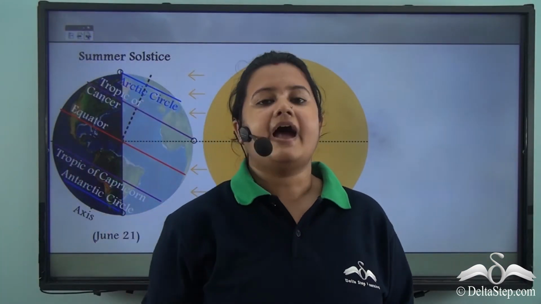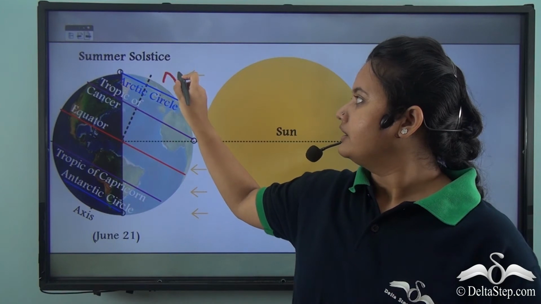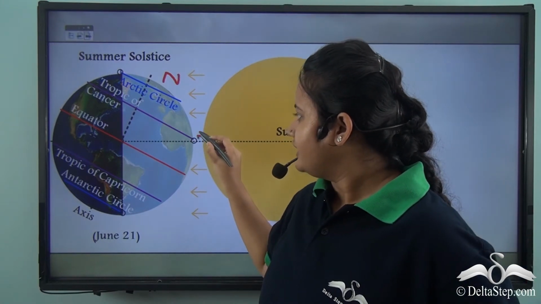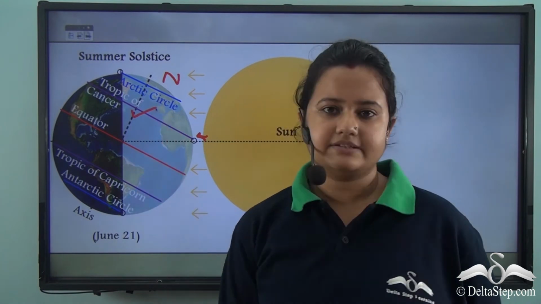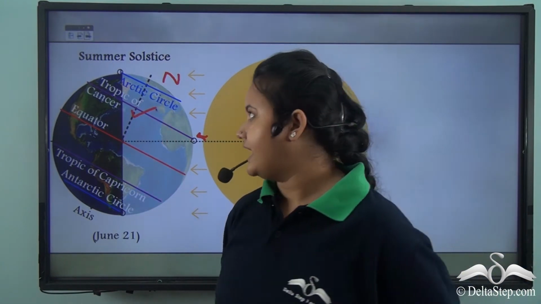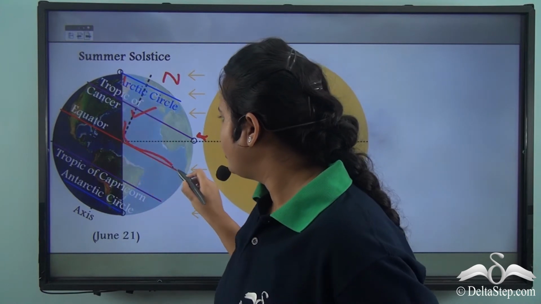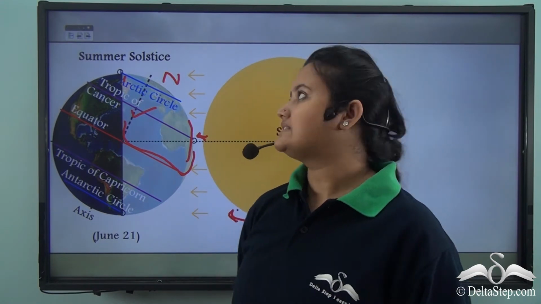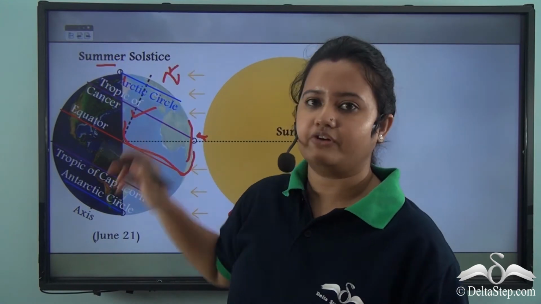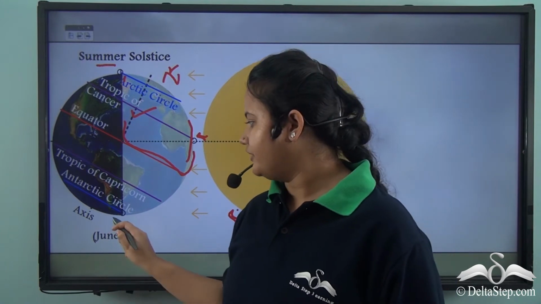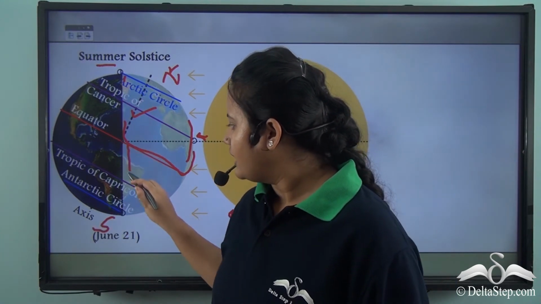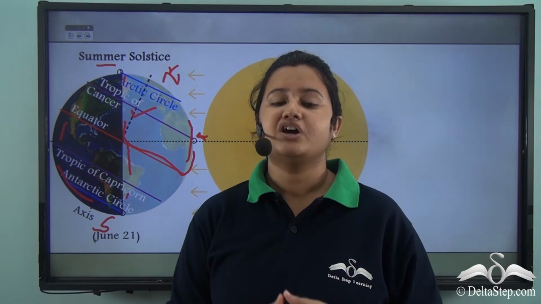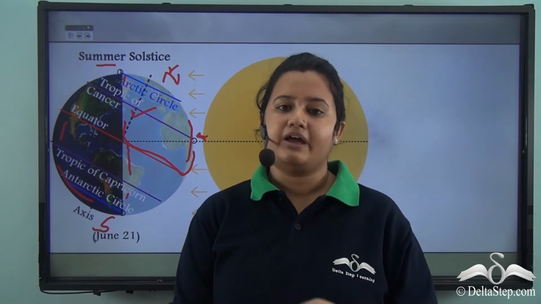In position A, as we discussed, the northern hemisphere is tilted towards the sun. As a result, the sun is vertical over the Tropic of Cancer. So here we can see that maximum part of northern hemisphere receives sun rays. So it is summer in northern hemisphere, whereas in southern hemisphere major part of it receives less sun rays. So it is winter in southern hemisphere.